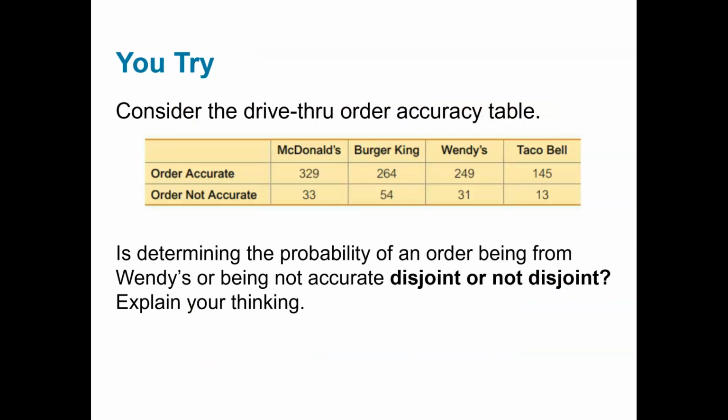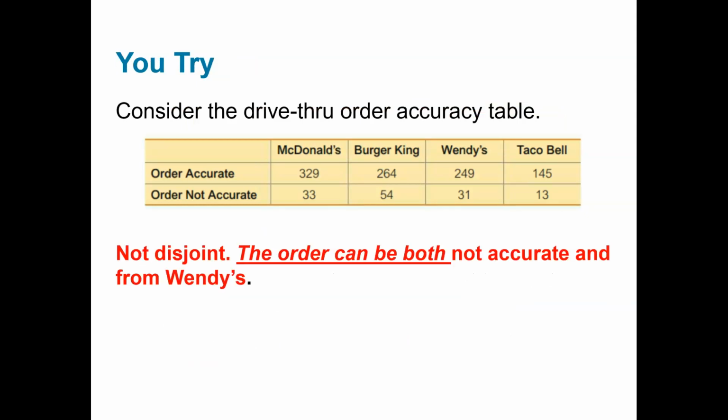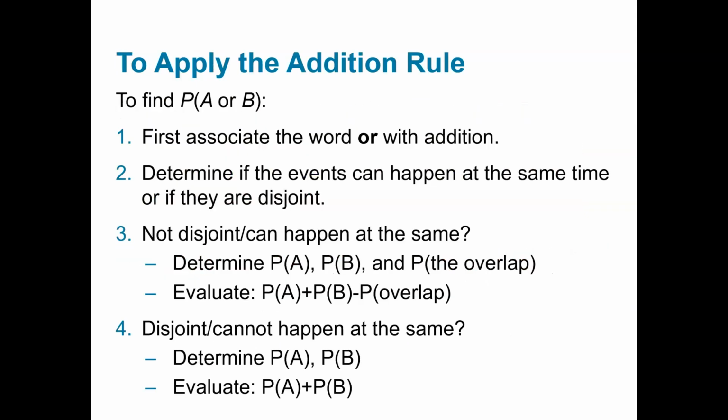Go ahead and answer this problem here and then press play when you're ready to see the solution. And there we go. So to apply the addition rule, first we see the word or, we think addition. And then we determine if the events can happen at the same time or if they're disjoint. And if they're not disjoint, then we need to subtract the overlap. We need to calculate the probability of the overlap. But if they are disjoint, good news, there's nothing to subtract.